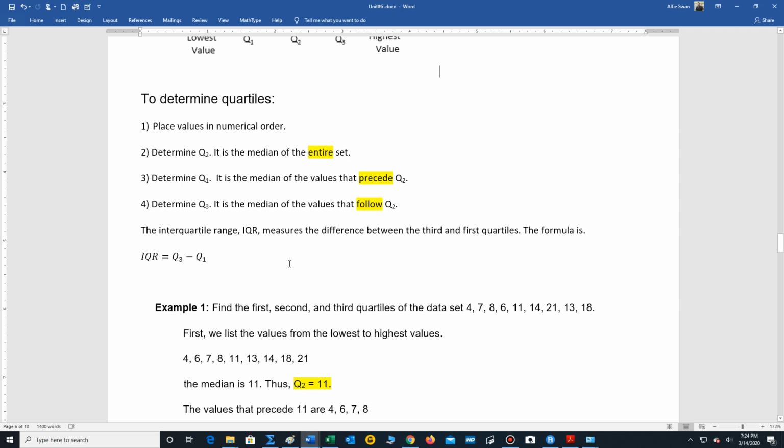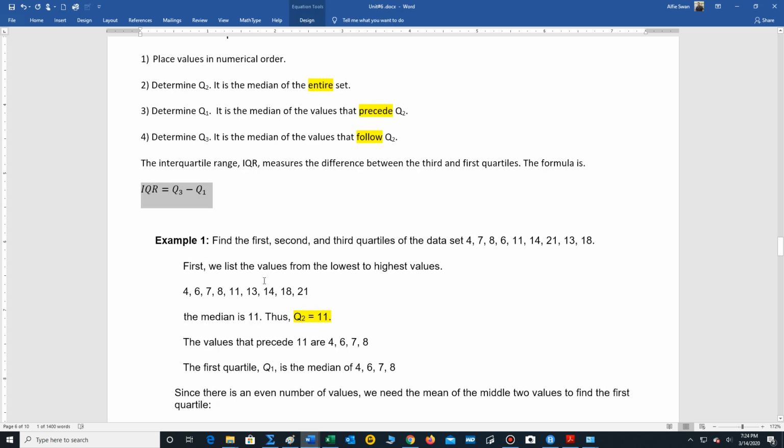And then we like to measure the middle 50% of the data set. This is known as the interquartile range. And you just find the difference between quartile 3 and quartile 1. And that's our formula for IQR.